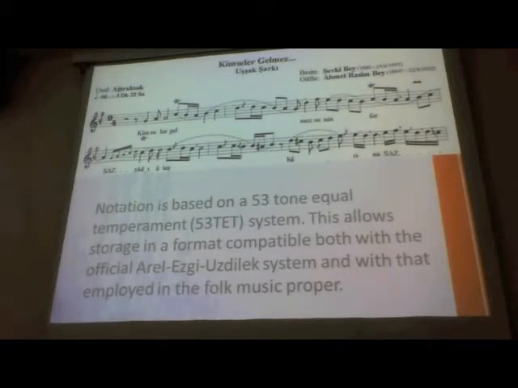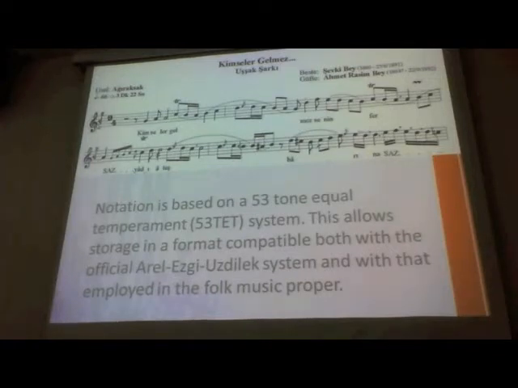Here is an example of Turkish music. I especially want to say some things about notation. The MUS2 Alpha uses notation based on 53 tone equal temperament, the 53-TET system. This allows storage in a format compatible both with the official Arel-Ezgi-Uzdilek system and with that employed in folk music. Because, for example, look at this sign.